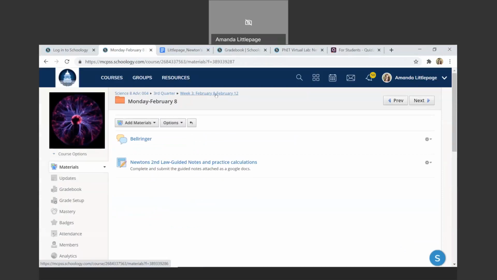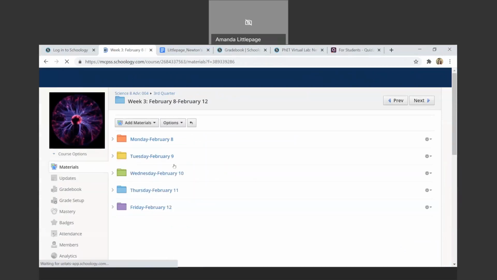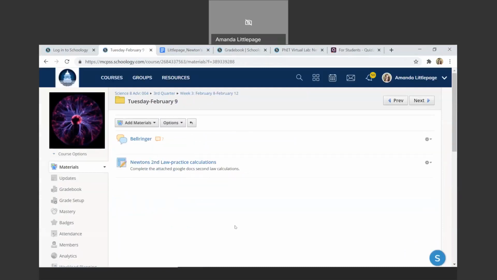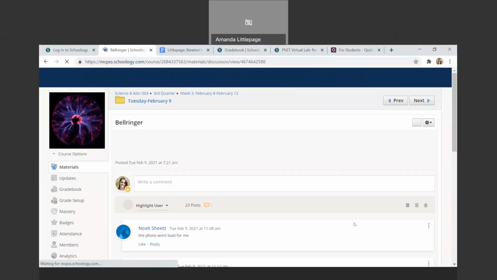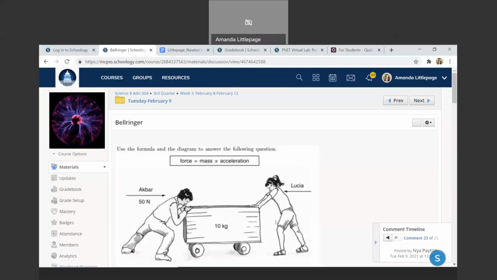The next folder I'm going to go to is going to cover Tuesday, February 9th. So I'm going to click on that now. Again, we have a bell ringer and we have some practice calculations. So click on the bell ringer here, and let's take a look at our example.